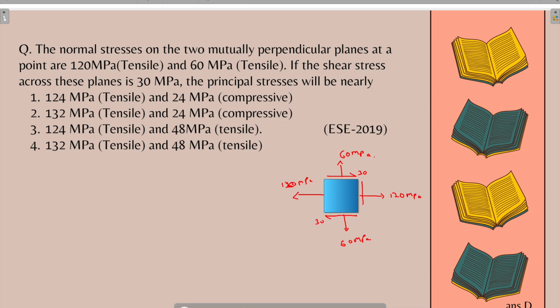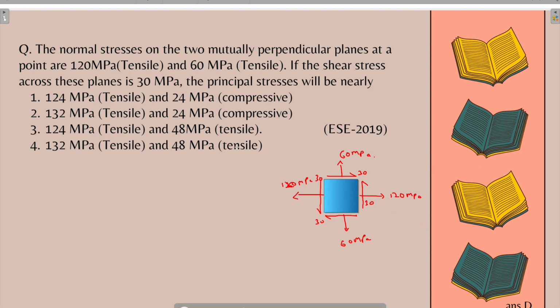Once you draw the diagram now, it becomes very easy to solve the question. This is 30 and this is 30. The shear stresses acting on the body are like this. Now the question says the principal stresses will be nearly. So if you look carefully, students, these are not the principal stresses.